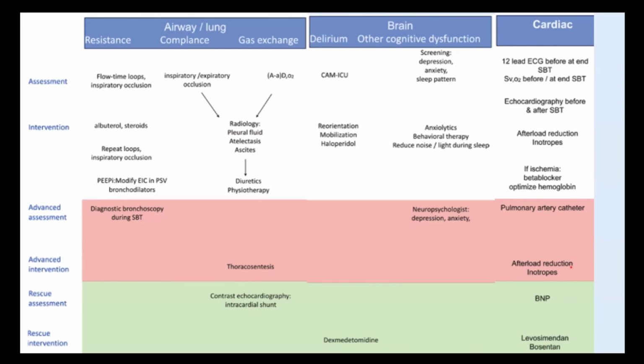So again, this is taken from the ABCs of weaning, and what is your assessment and intervention to look at what you can do about that, and whether there are more advanced assessments and advanced interventions available for that as well. For the airway and lung, you can see problems with resistance, compliance, or gas exchange. How do you treat all that? And then for brain, if there's delirium, you screen with the CAM-ICU, and then you treat with reorientation, mobilization, and haloperidol considered. For other cognitive dysfunction, you can go through that screening and the treatment as well. And cardiac, we've gone through already, so those are the same things we covered, right?